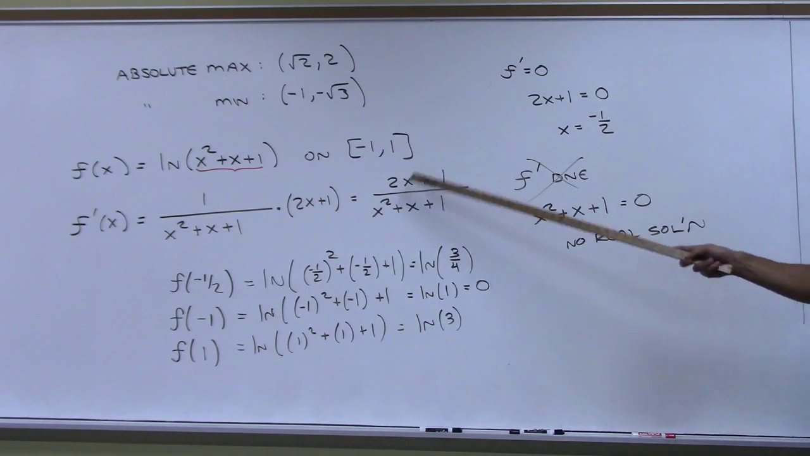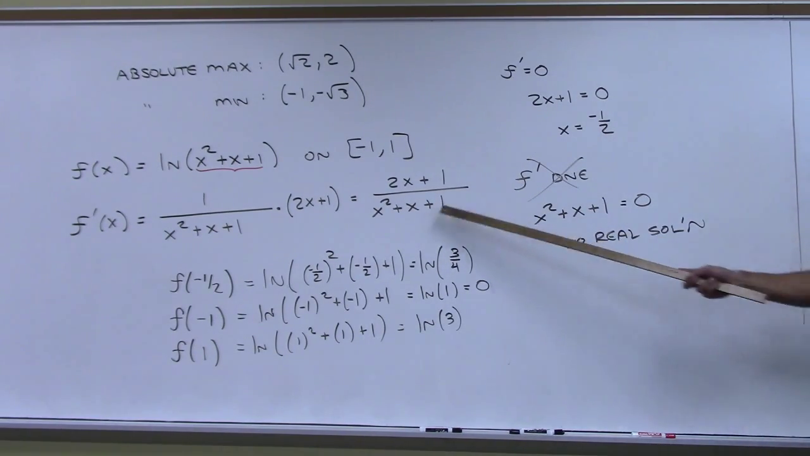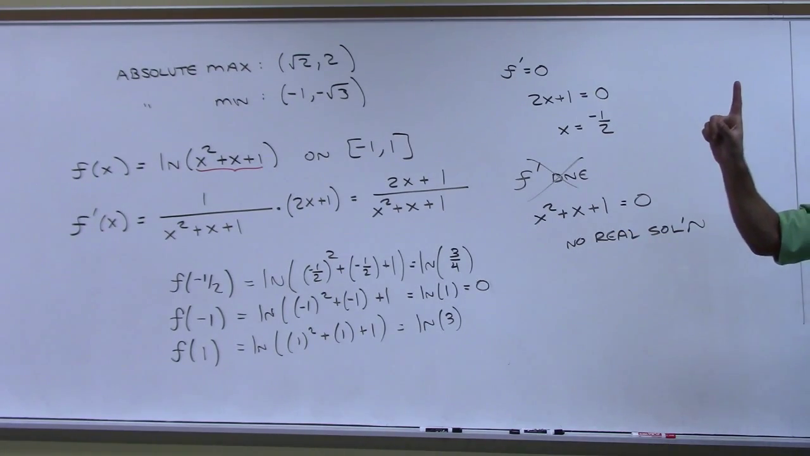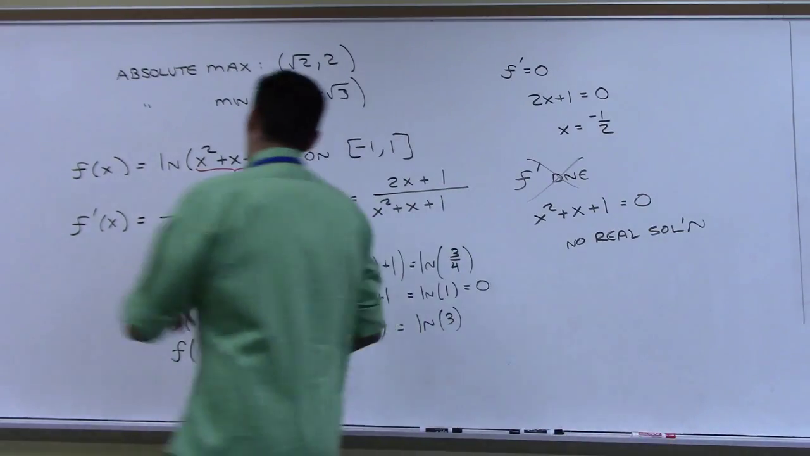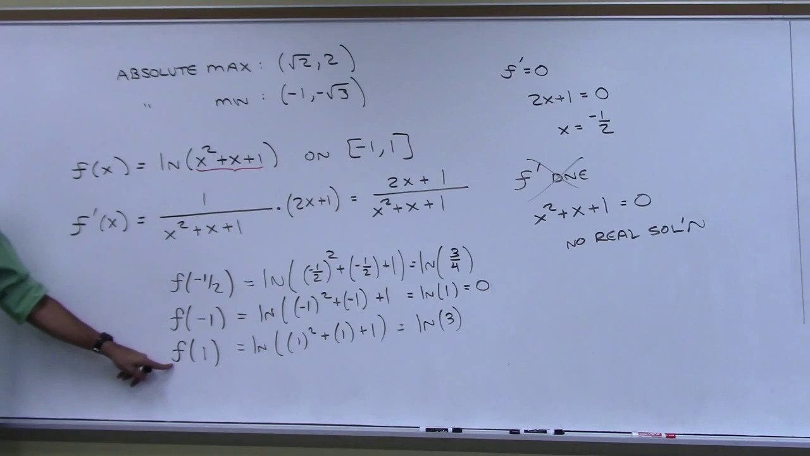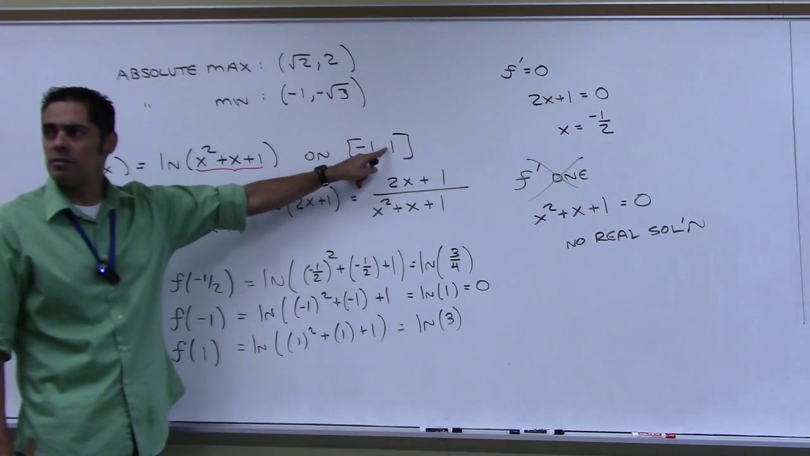All right, when does this derivative not exist? Well, that's when the denominator is 0. But we already said that had no real solutions. So we don't have to worry about this. There's really only one critical number, negative 1/2. So I take that critical number and plug it into the original function. I take the 2 endpoints and plug them into the original function. Make sure that the critical number lives in this interval, which it does.